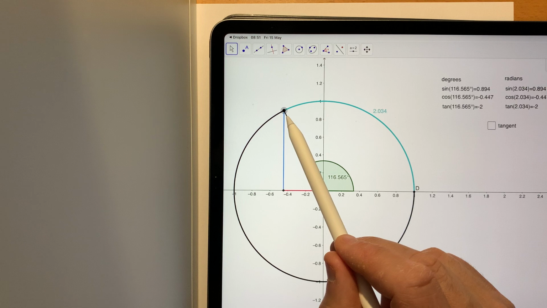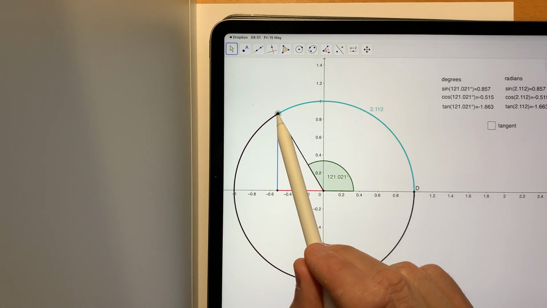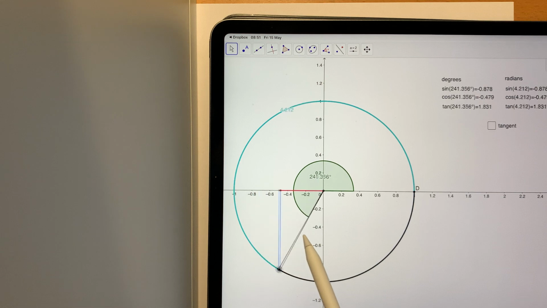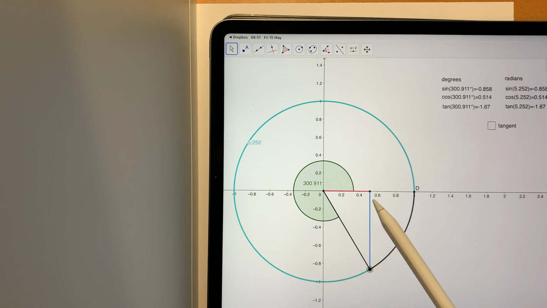Well, let's go over here. It's the same length, but the problem here is that it's in the negative. But we could go over here. You see? Although the point is in the 4th quadrant and the y value is negative, the x value is positive. So that means it's 360 degrees minus the 60 degrees. So it's 300 degrees.